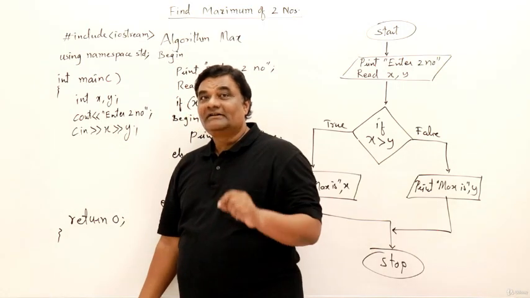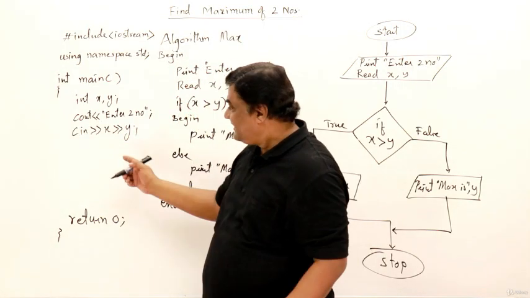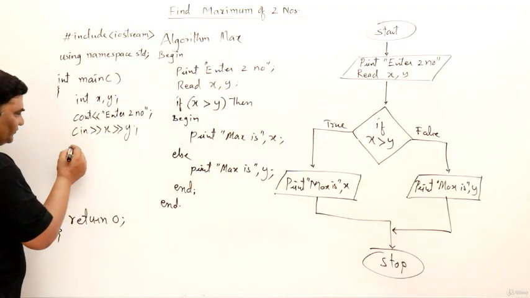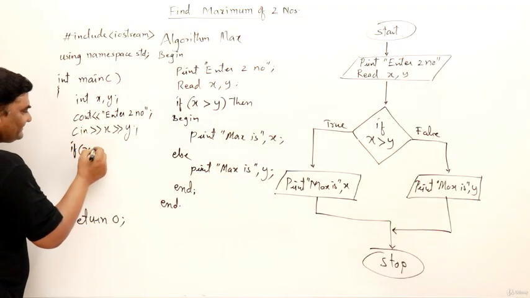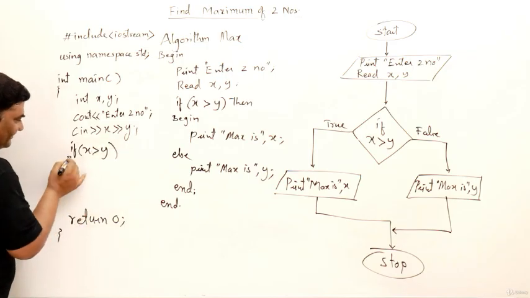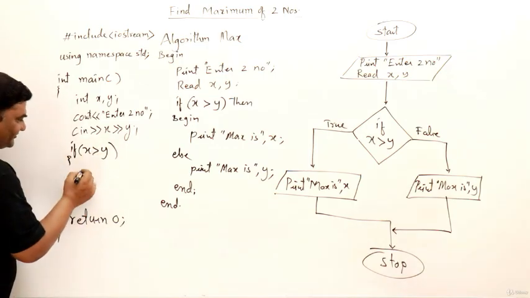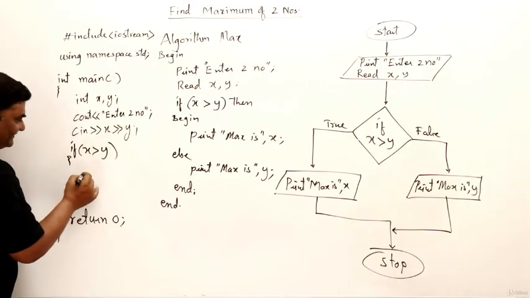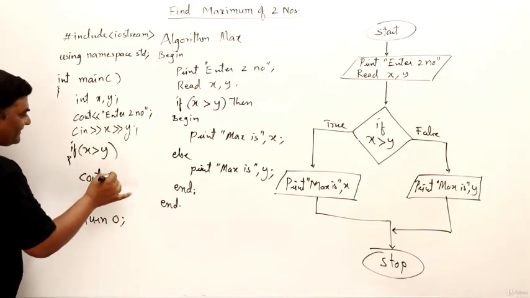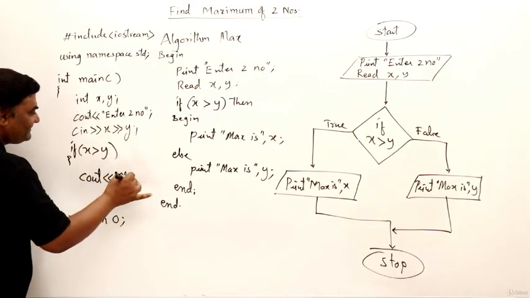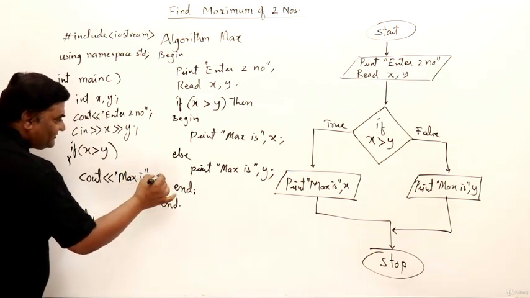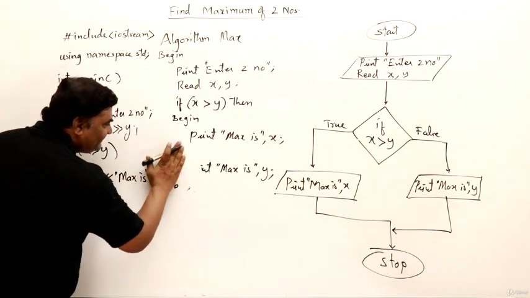Now the important part, if and else part. So I will write down here if and else, if x is greater than y. So watch this, how to write it. If x is greater than y, then bracket start. So if this is true, then I should print that max number is x. So cout max is, and again insertion operation, then x. So I'll remove these things.